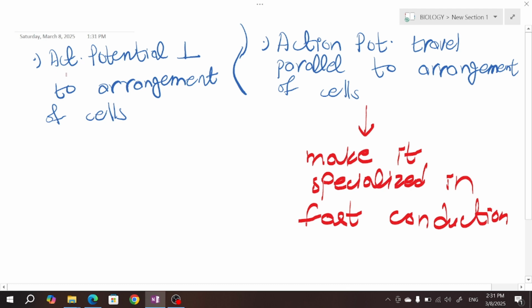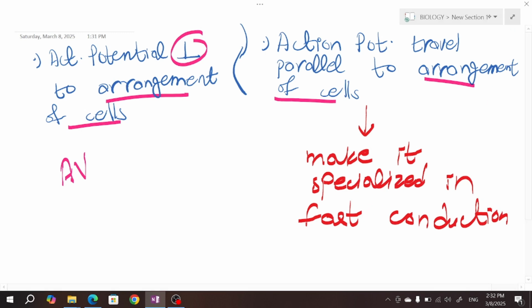Now the traveling of action potentials in the case of the AV node. In the case of the AV node, it is perpendicular. This sign represents perpendicularity. Okay, so action potentials in the AV node travel in a direction perpendicular to the arrangement of the cells, while action potentials travel parallel to the arrangement of the cells in the case of the Purkinje system, which makes it specialized in fast conduction.